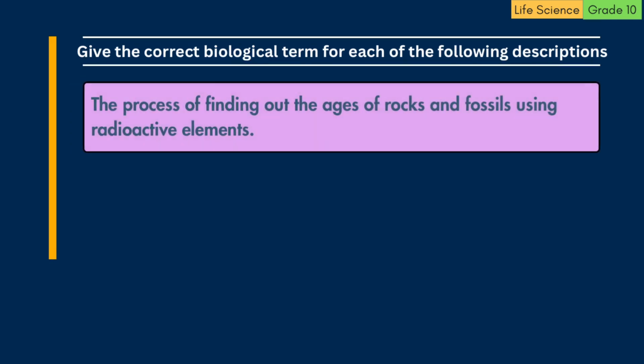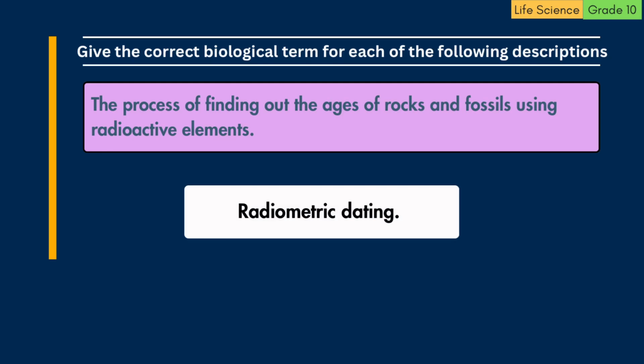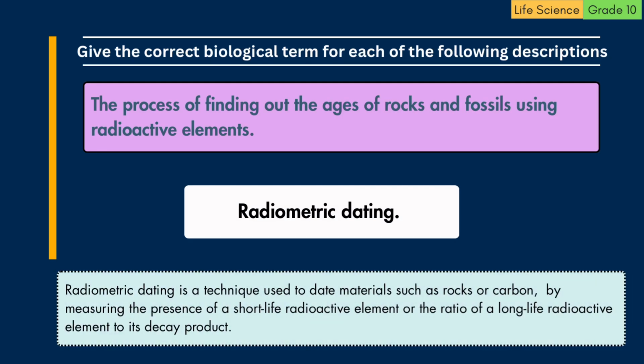Question: the process of finding out the ages of rocks and fossils using radioactive elements. The correct answer is radiometric dating. Radiometric dating is a technique used to date materials such as rocks or carbon, by measuring the presence of a short-life radioactive element, or the ratio of a long-life radioactive element to its decay product.